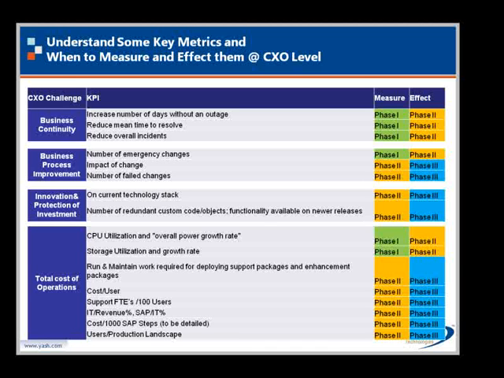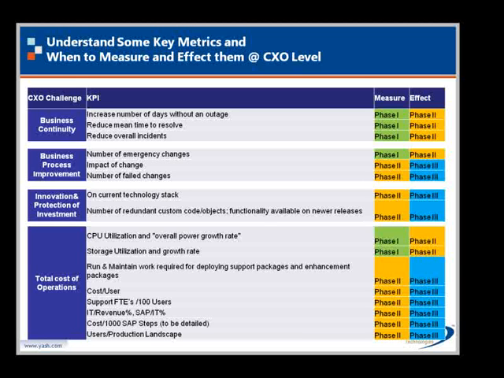So for instance, if you were to try and improve the cost per user in the total cost of operations right from the get-go, that is not going to be a right expectation to set with the partner, because that's going to take some time. You want to measure it, however, during phase 1 so that you can see what the baseline is and then start improving it during phase 2 and phase 3 of the implementation.